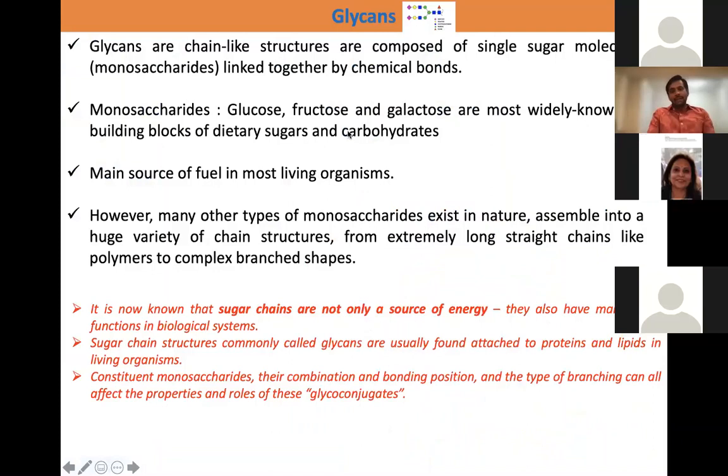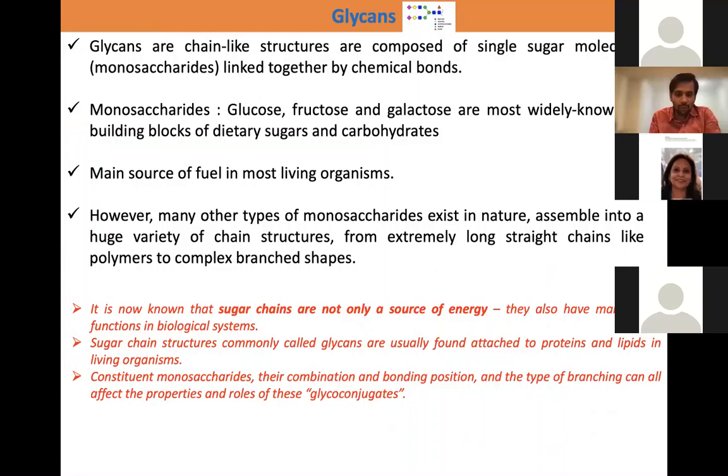Then let's discuss glycans. Why are glycans important? We know that glycans are chain-like structures composed of single sugar molecules, monosaccharides, linked by covalent bonds. Monosaccharides such as fructose, glucose, and galactose are widely known as building blocks of dietary sugars and carbohydrates. They are the main source of energy in our body.